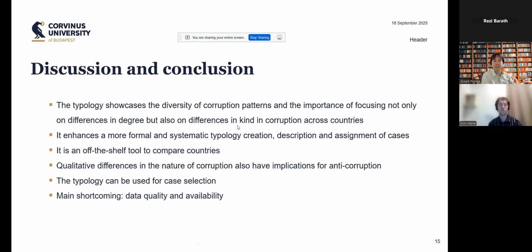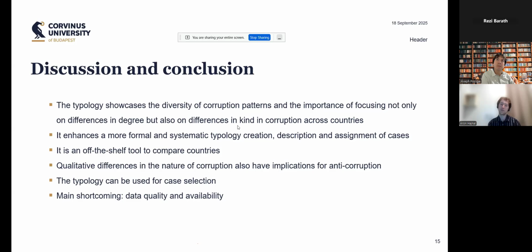Well, just a few discussion and conclusion points. First, and I think that's the main point of the paper, the typology exemplifies that corruption is a multifaceted phenomenon, and that it's important to focus not only on quantitative differences or differences in degree, but also on differences in kind in corruption across countries.